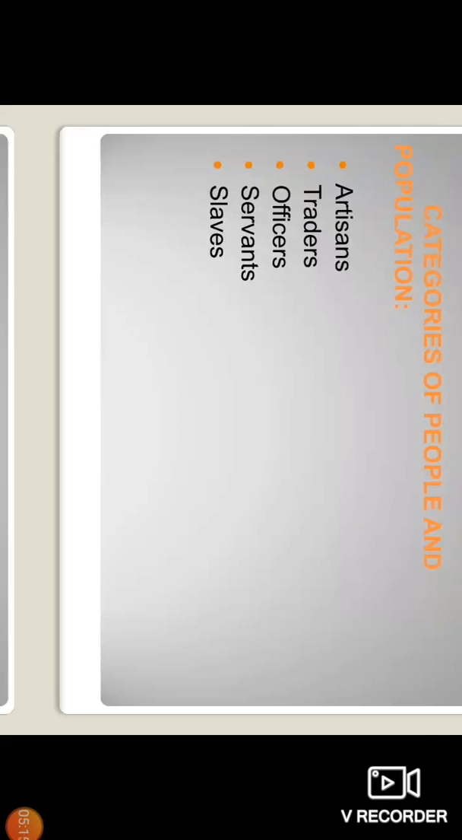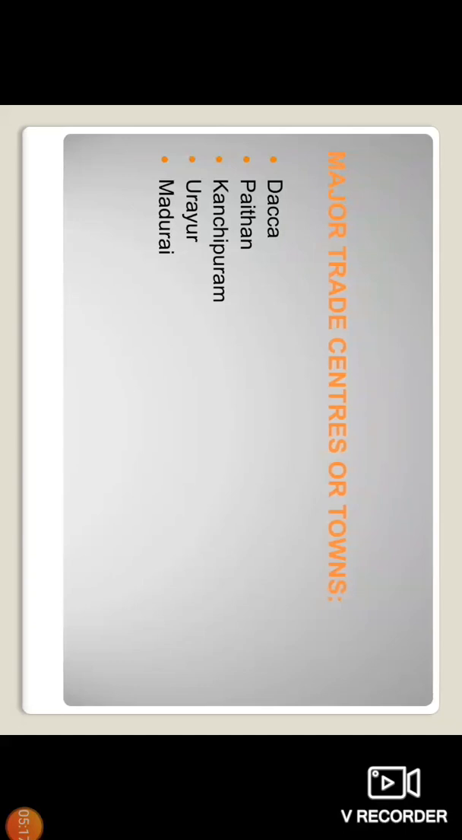Then Dhaka, Paitan, Kanjipuram, Urayur, Madurai were the important towns developed in this way. So which are the important major trade centers that developed during the medieval period? Dhaka, Paitan, Kanjipuram, Urayur and Madurai. They were the important major trade centers of India.